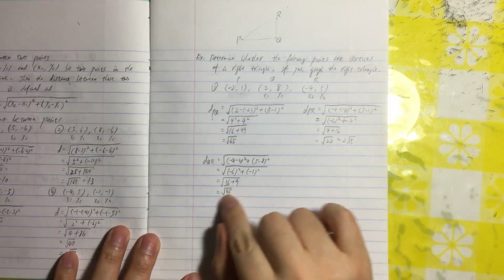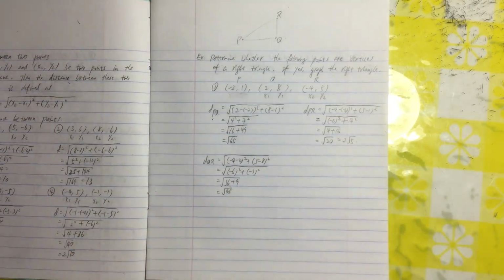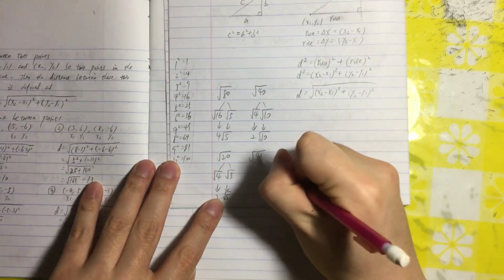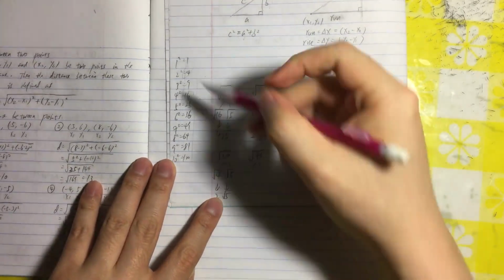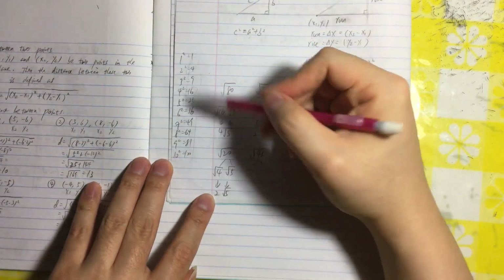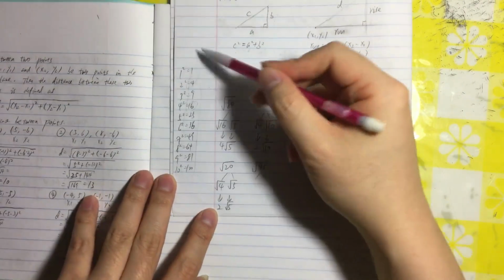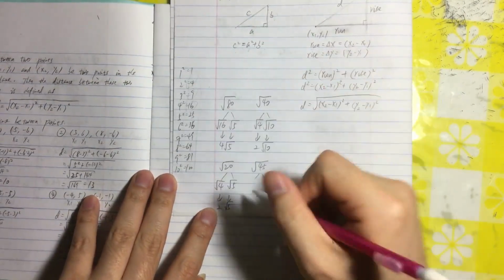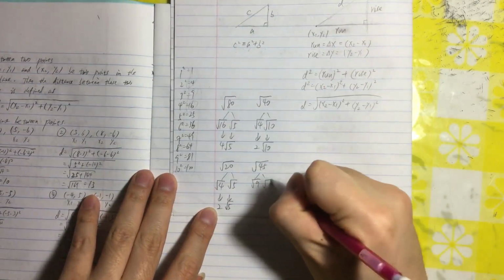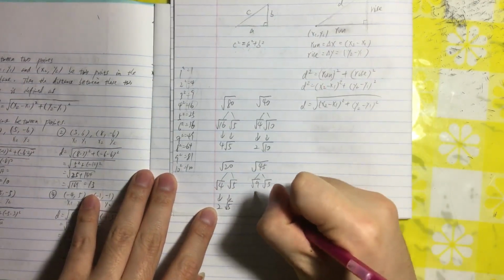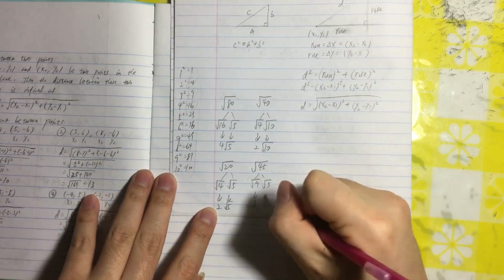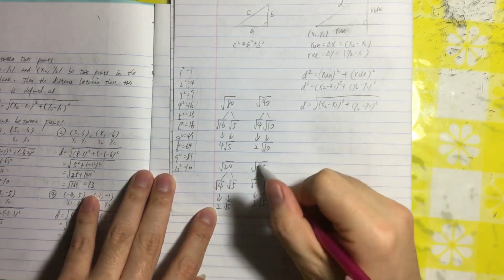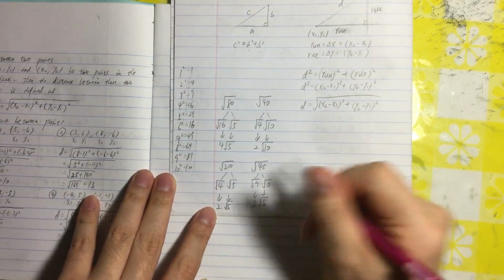Can we reduce square root of 45? Can we find a perfect square factor here for 45? It looks like 9 is a factor of 45. 9 goes into 45 exactly 5 times. Square root of 9 is 3. Square root of 5 cannot be reduced. I leave it the way it is. So square root of 45 is 3 square root of 5.